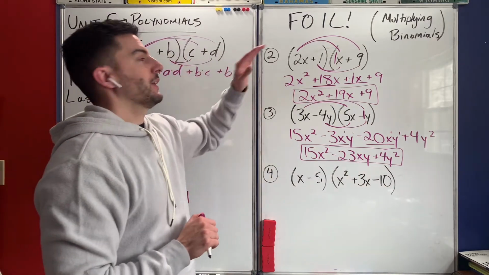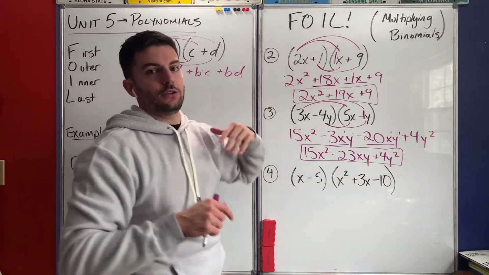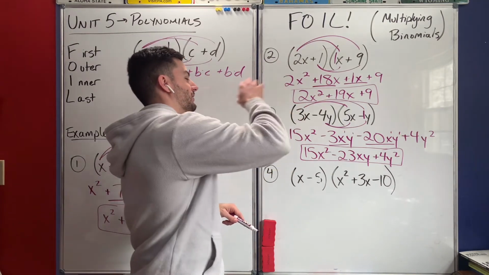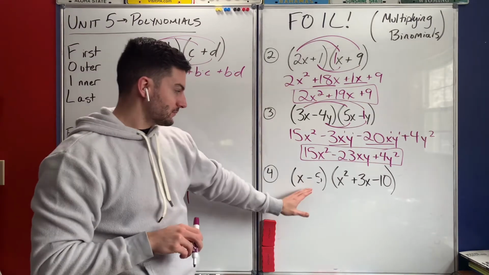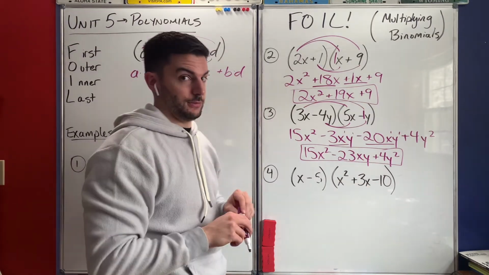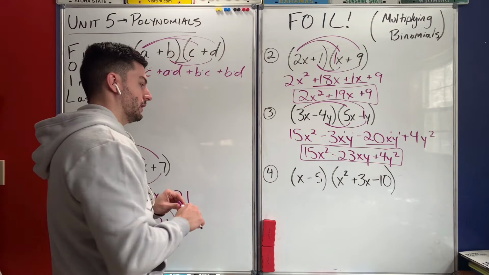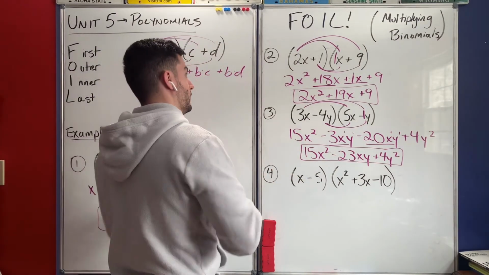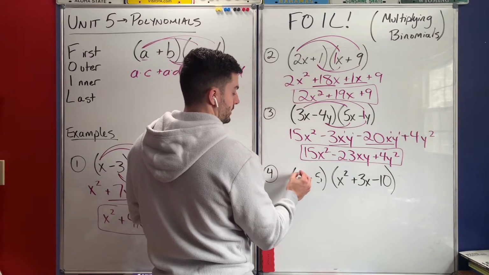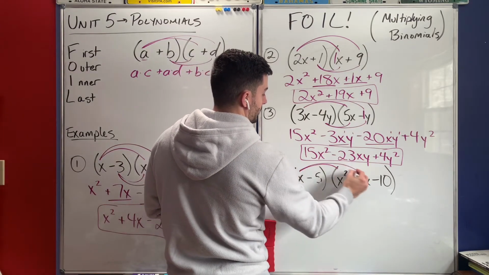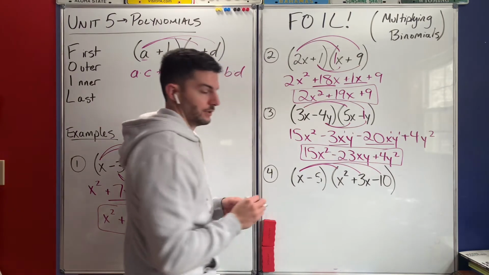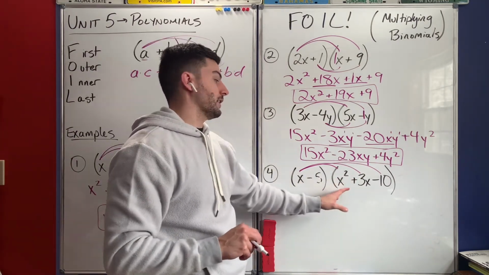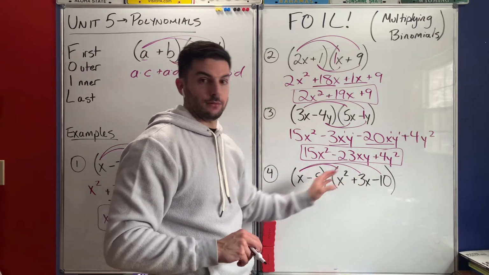Okay. Now you can think about the process of FOIL, but you can't use that acronym necessarily because there are more terms to distribute to. Basically, it's again the rule of double distribution: this x is going to be distributed to every term in that group. So that's actually 3 multiplications. The x times the x squared, the x times the 3x, x times negative 10.